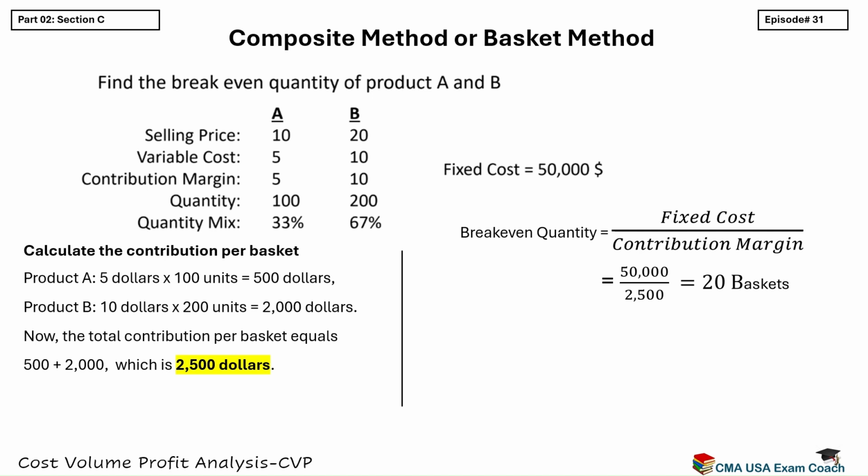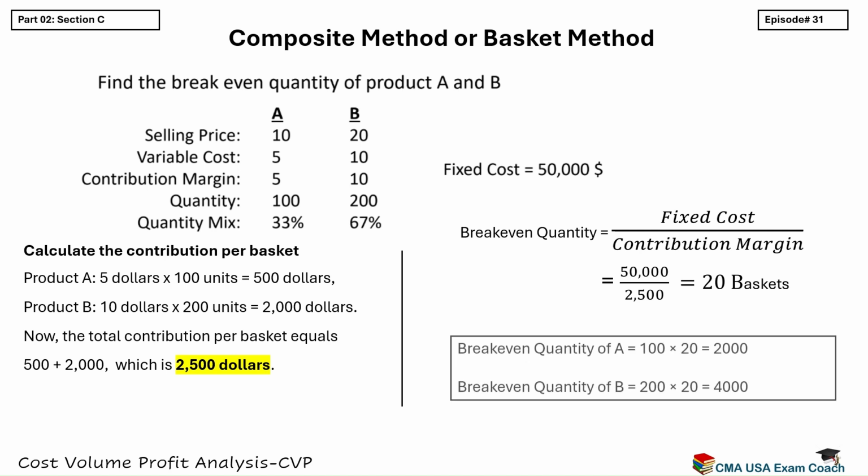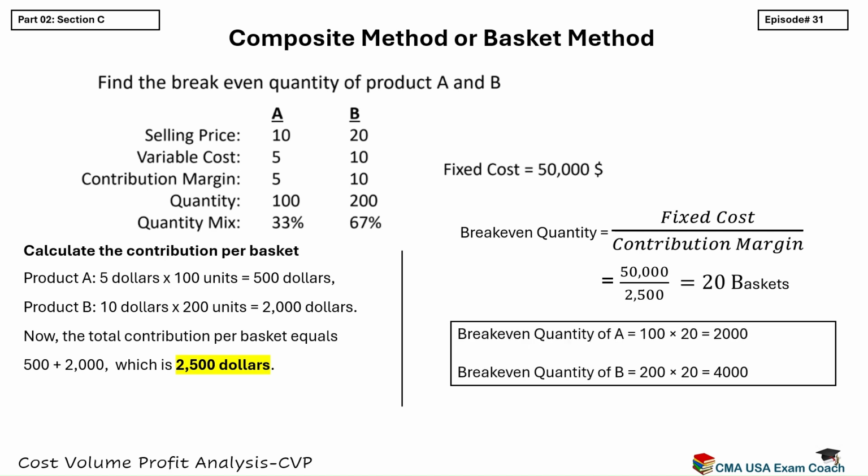Now, to find the break-even quantity of each product, break-even quantity of product A equals 100 units per basket times 20 baskets. That gives us 2,000 units of product A. Break-even quantity of product B equals 200 units per basket times 20 baskets. That gives us 4,000 units of product B. So to summarize, the company needs to sell 2,000 units of product A and 4,000 units of product B in the given mix ratio in order to reach the break-even point.